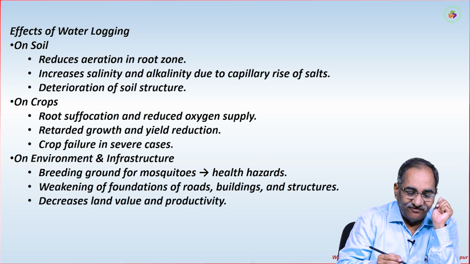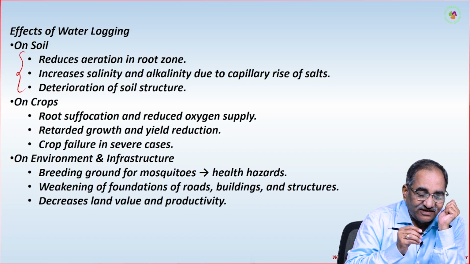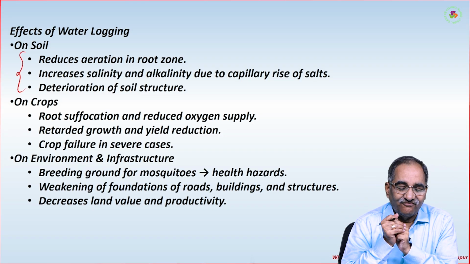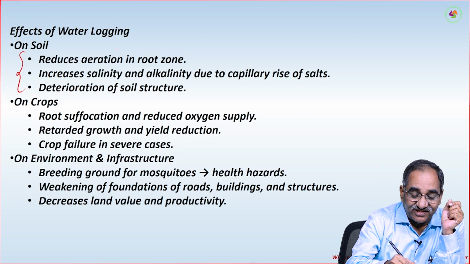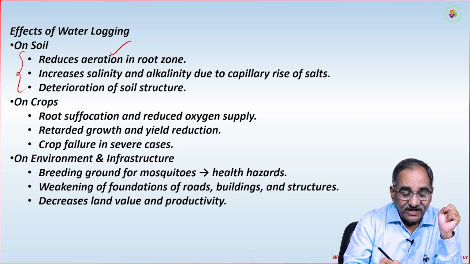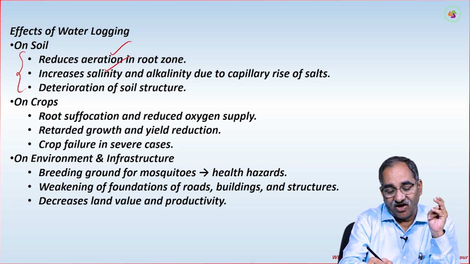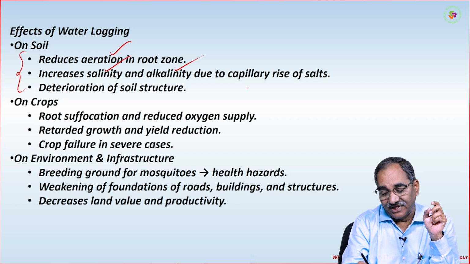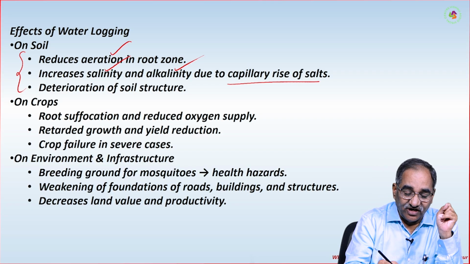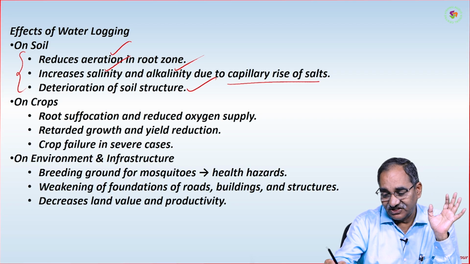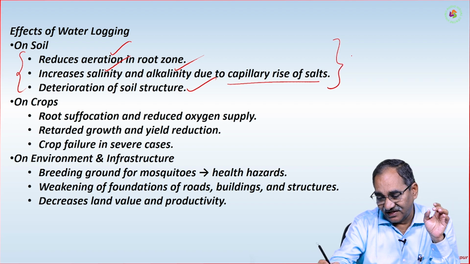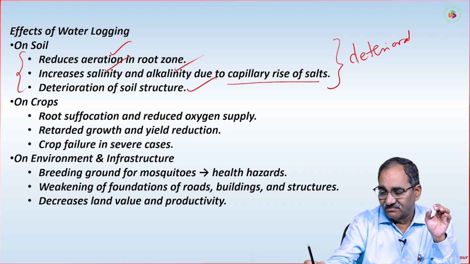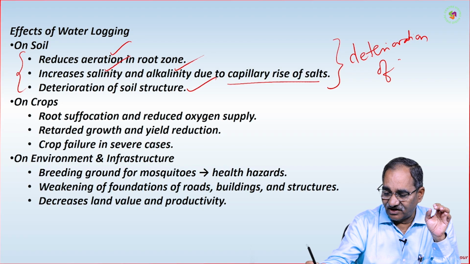So on the soil, what is the effect of waterlogging? First thing is it reduces aeration in the root zone. It increases salinity and alkalinity due to capillary rise of salts. Deterioration of soil structure.